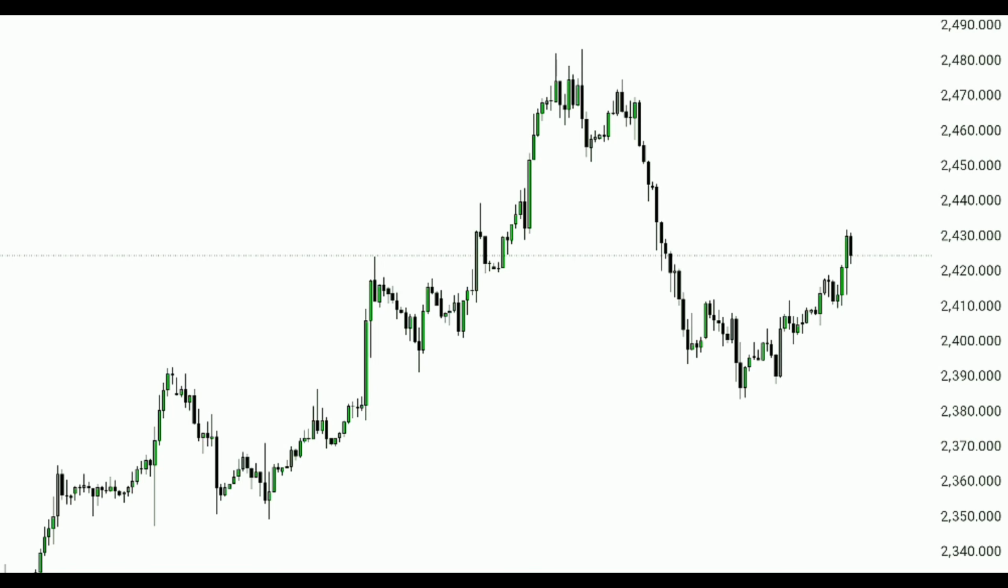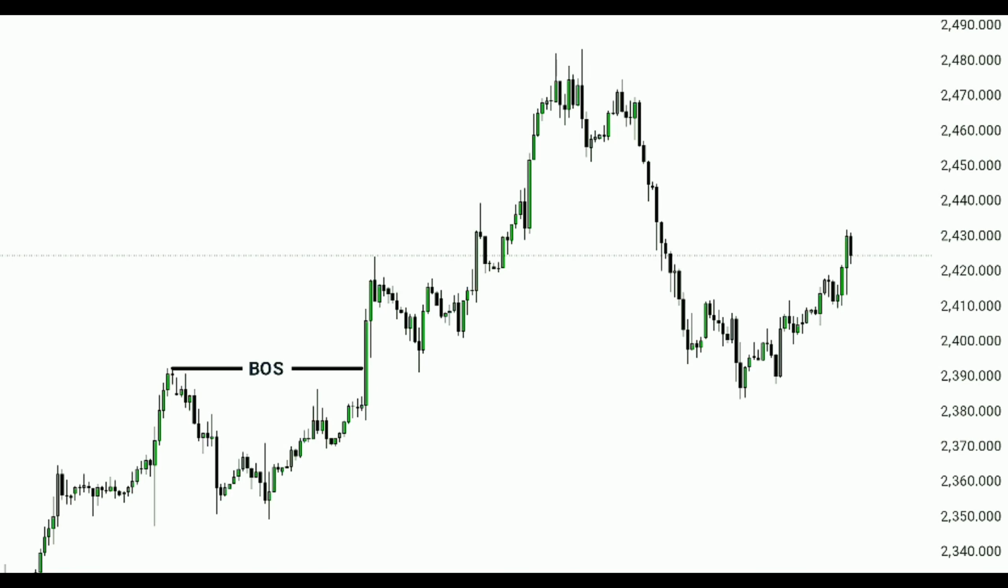Look at the left side of the chart. Price was making lower highs and lower lows, which means the market was moving in a bearish direction. Sellers were in control. Suddenly, price pushed strongly upward and broke the previous significant high. That moment is called a break of structure.